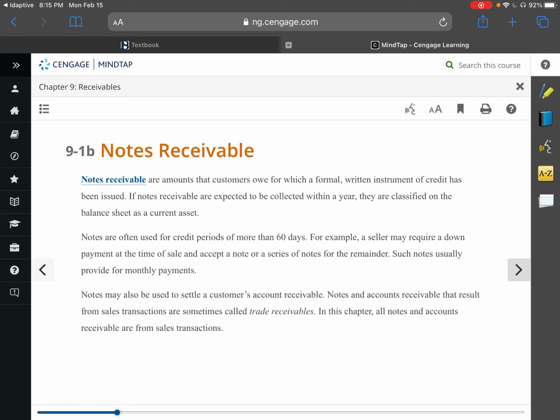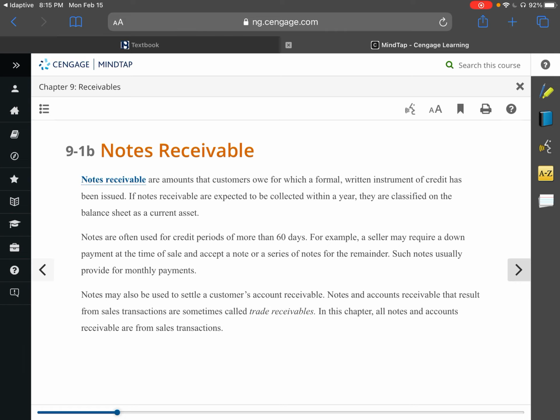Okay, so for example, a seller may require a down payment at the time of sale and accept a note or a series of notes for the remainder. Such notes usually provide for monthly payments. So whenever you buy a car, you pay a certain amount of money down, and then you have a car note that you pay on each month for 36, 48, 60 months, however long you want to space your payments out. But that car note is a specified amount each time, and that's basically what this example is, except for a note receivable.